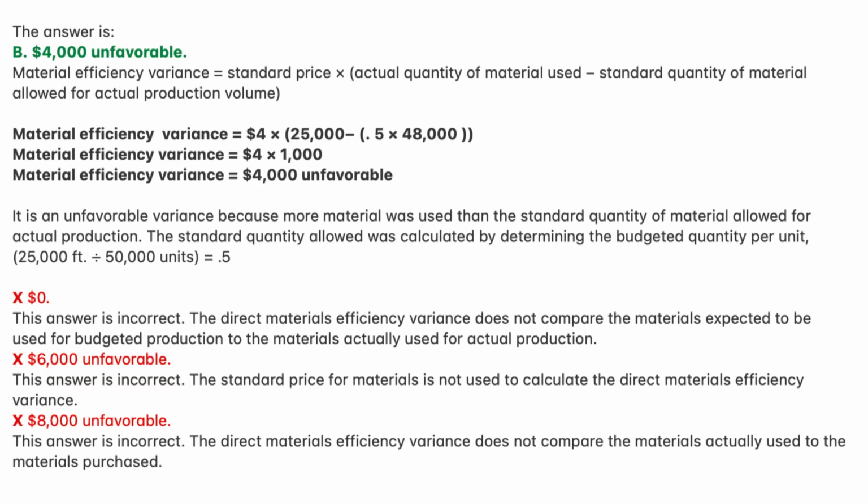$4,000 unfavorable. Material efficiency variance equals standard price times actual quantity of material used minus standard quantity of material allowed for actual production volume. Material efficiency variance equals $4 times (25,000 minus 0.5 times 48,000). Material efficiency variance equals $4 times 1,000. Material efficiency variance equals $4,000 unfavorable. It is an unfavorable variance because more material was used than the standard quantity of material allowed for actual production. The standard quantity allowed was calculated by determining the budgeted quantity per unit, 25,000 feet divided by 50,000 units, equals 0.5.